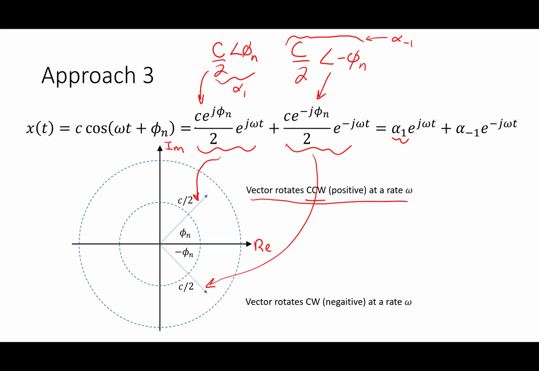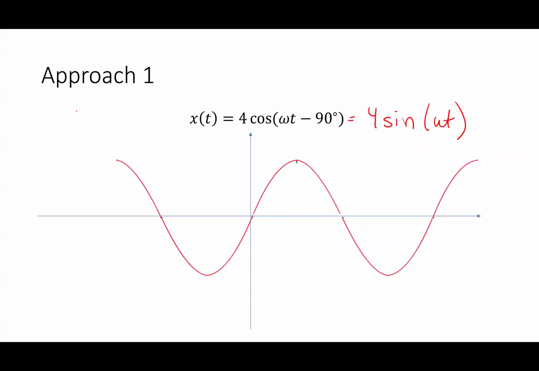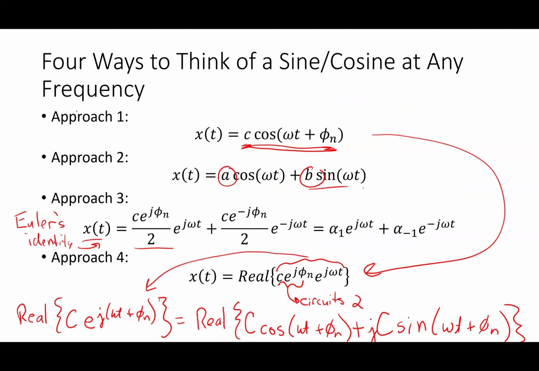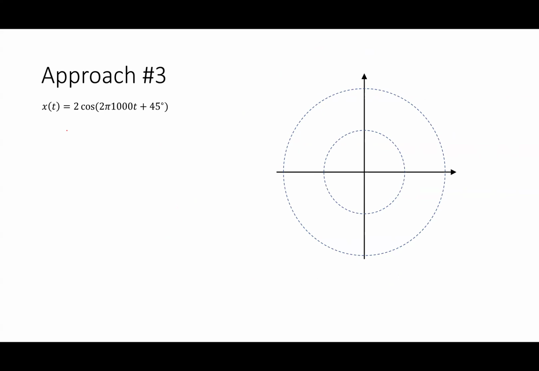All right. So let's say I had this one here. Same thing we did before. 2 cosine 2 pi 1000 t plus 45 degrees. All right, so the way I write this is, if you don't remember, you go back to this summary here. So what do I have? That means I can write this thing as alpha 1 e to the j omega t plus alpha minus 1 e to the minus j omega t.